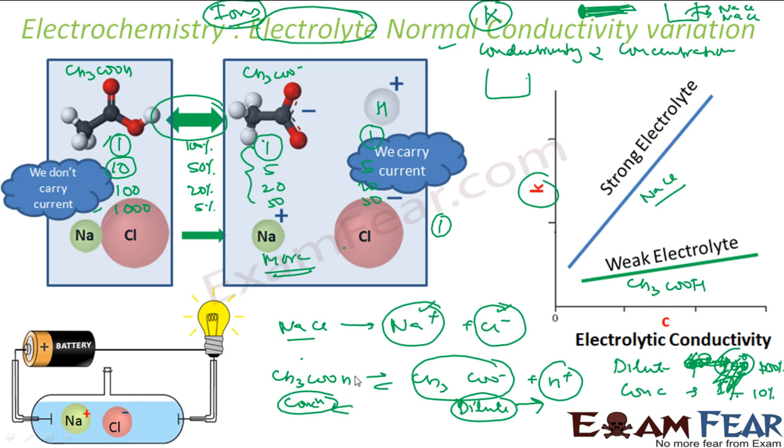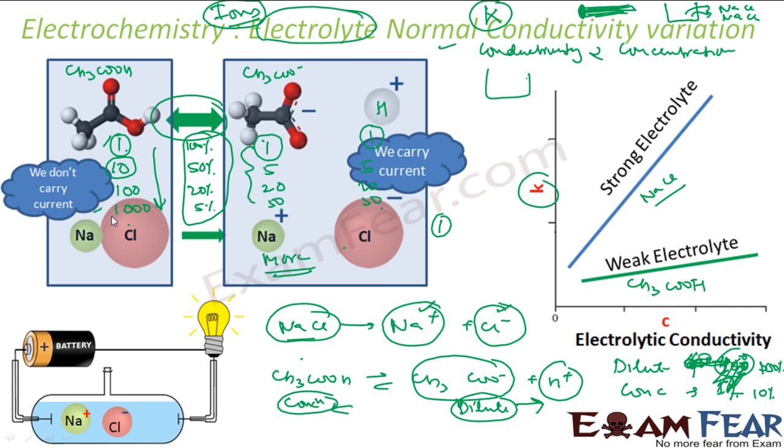But in the case of a strong electrolyte, if I'm adding 1 mole, I'm getting 1 mole of Na plus and 1 mole of Cl minus. If I'm adding 100 moles, I'm getting 100 moles of Na plus and 100 moles of Cl minus, right? In that case, since it is a very strong electrolyte, the moment you put it in water, it breaks. So the dissociation is not much dependent on the concentration of the solution. But in case of weak electrolytes, the moment I'm increasing the concentration of the solution, the dissociation is decreasing, correct?